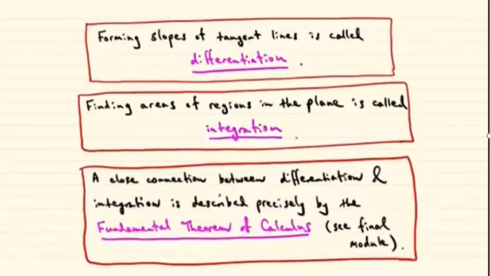Something as innocent looking as a simple relationship between slopes of tangent lines and areas of regions in the plane turns out to be one of the most transformative observations in the history of mathematics, and was first noticed by Newton and Leibniz in the 17th century.